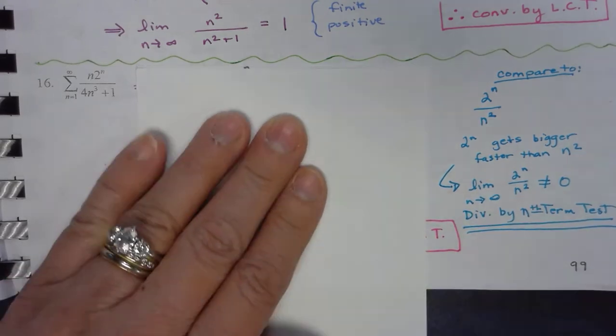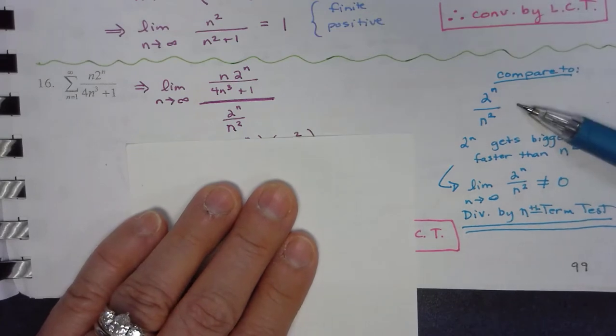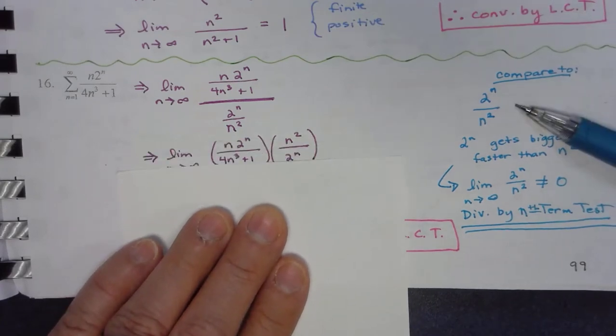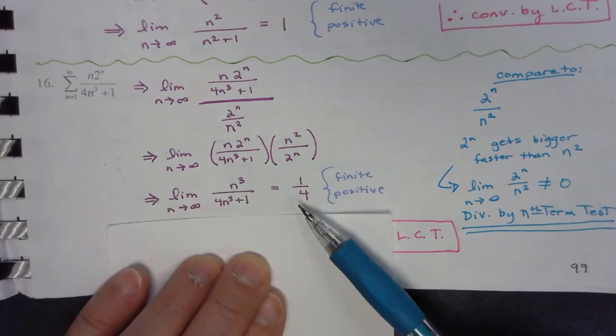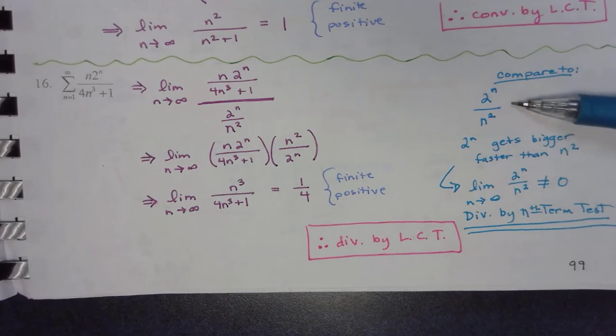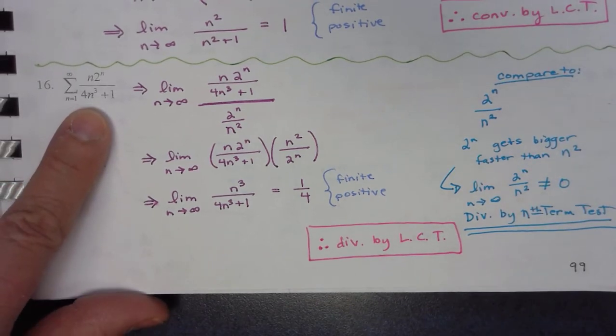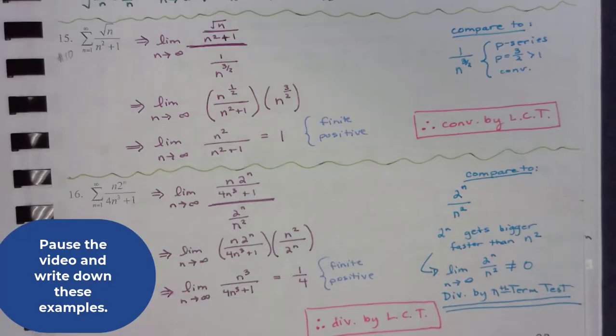All right, here we go. We are going to compare the series we're interested in to this known series. When I do the necessary algebra, we get this, and simplify, I get 1/4, which is finite and positive. So since we know this one diverges, we know the one we're interested in diverges by the limit comparison test.